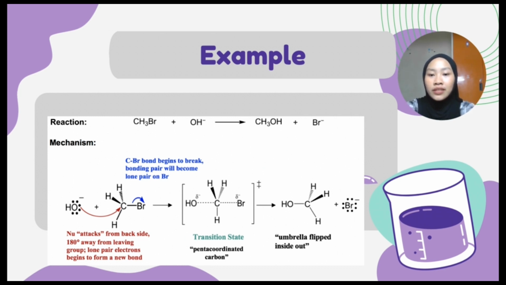As you can see, this is the transition state. Bond breaking and bond forming happen at the same time. Then the product is methanol, and the leaving group is bromine.